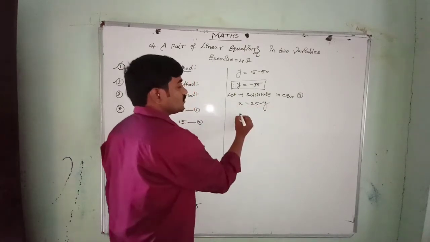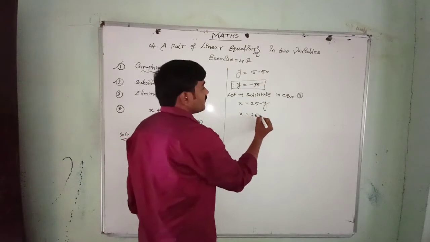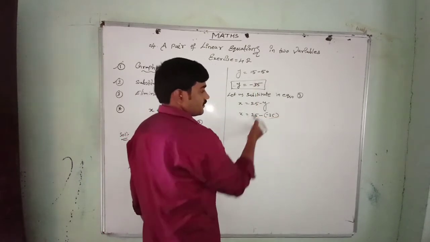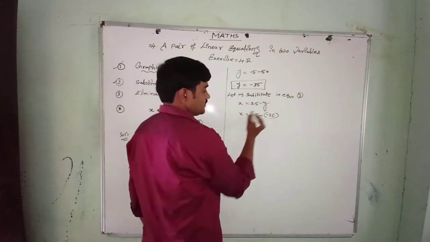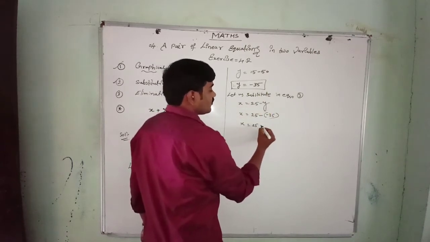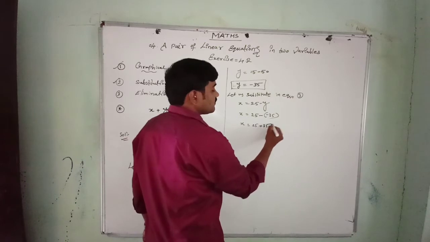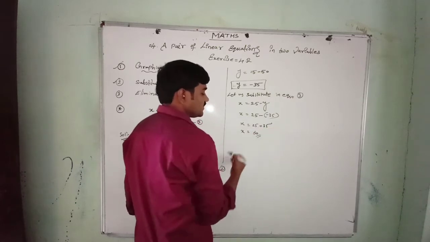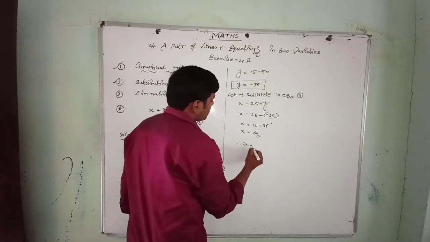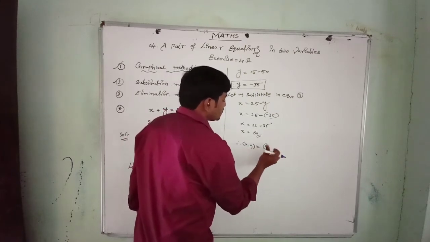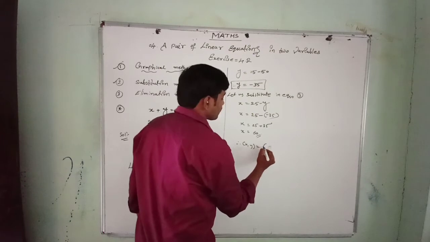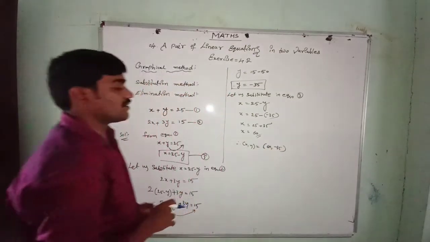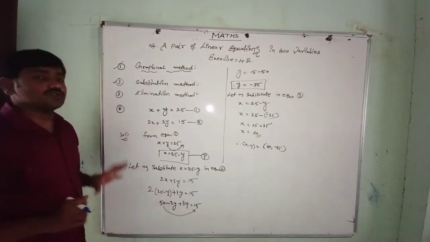25 minus y. So where x equal to 25 minus y, the y value is what? Minus 35. Here y value is minus 35. X equal to 25 minus into minus plus 35. X equal to 60. Therefore x comma y is equal to 60 comma minus 35. This is the substitution method.